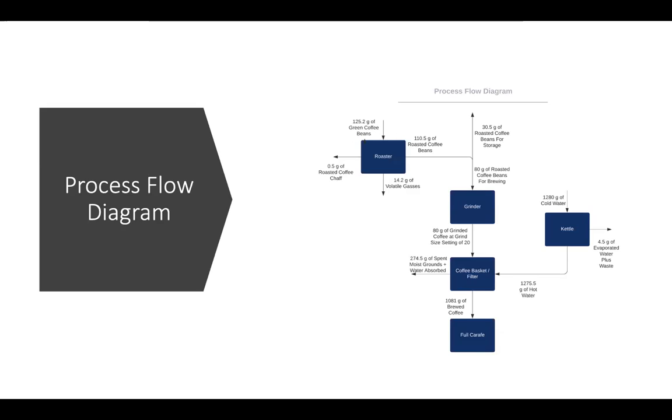Okay, first I want to break down this process flow diagram. As you can follow, the first process is to roast the beans. So we have the mass going in and mass going out for every process on the process flow diagram here. During the roaster, you can see the input are the green beans, and the output we have roasted beans, gas, and then the chaff. Then we take the roasted beans, we put them into the grinder, we set the grinder setting, and then the outcome is the coffee grounds.